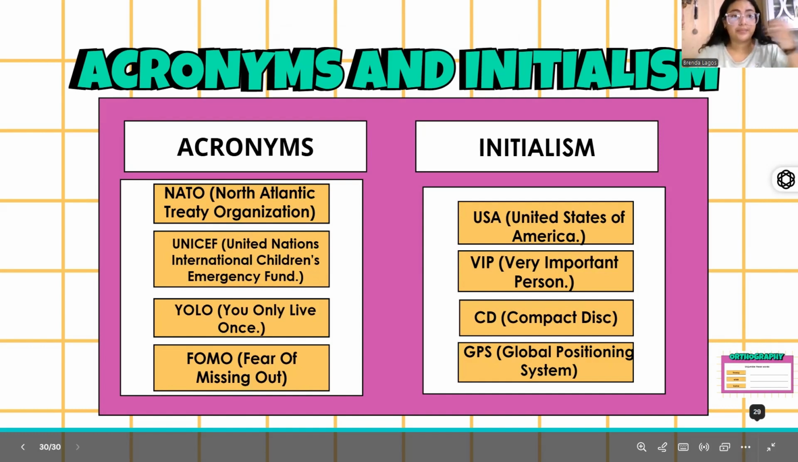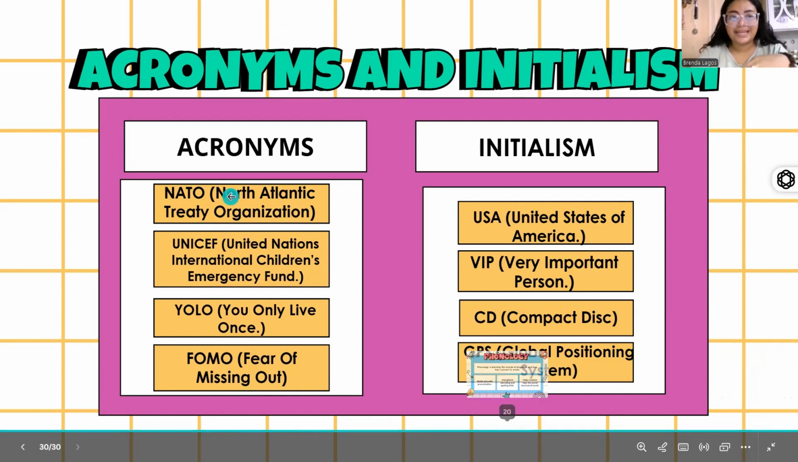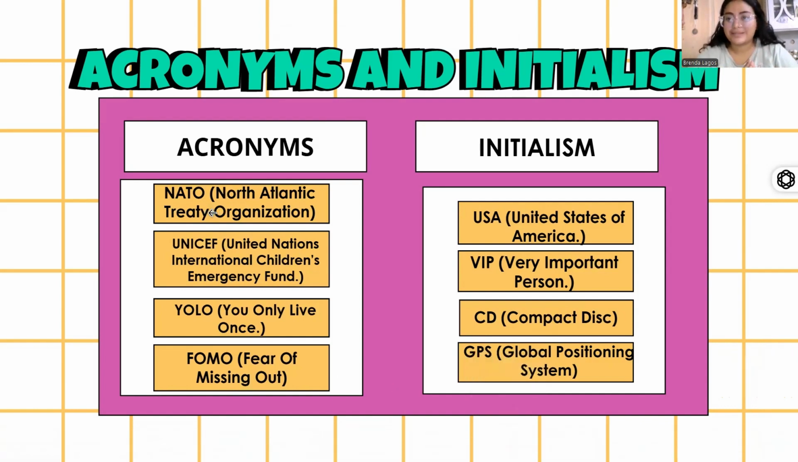Here I have some examples of acronyms. The first one is NATO. We pronounce it, as I said before, as one word, NATO, instead of saying each letter, and it means North Atlantic Treaty Organization. The next one is UNICEF, and it means United Nations International Children's Emergency Fund. The next one is YOLO, you only live once, and the last one, FOMO, fear of missing out. So as you can hear, I pronounce all of them as one word, instead of pronouncing each letter. And for initialisms, the first one is USA.